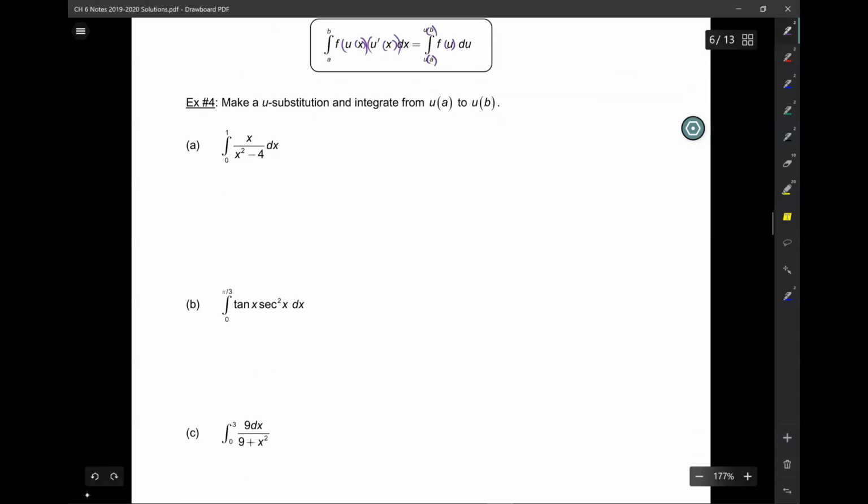So here we're going to make a u substitution and integrate. All right? So here's what we're going to do. First and foremost, we integrate just like we were doing before. What is going to be the u here? u is x squared minus 4. That means du is 2x dx. So this is going to be 1 over u. And then x dx is what we need, right? So 1/2 du is x dx. So 1/2 du.